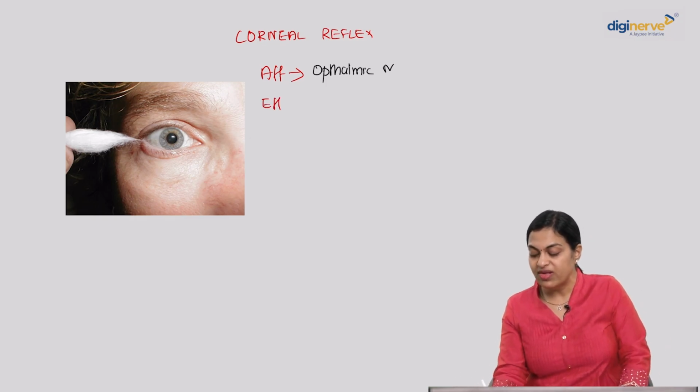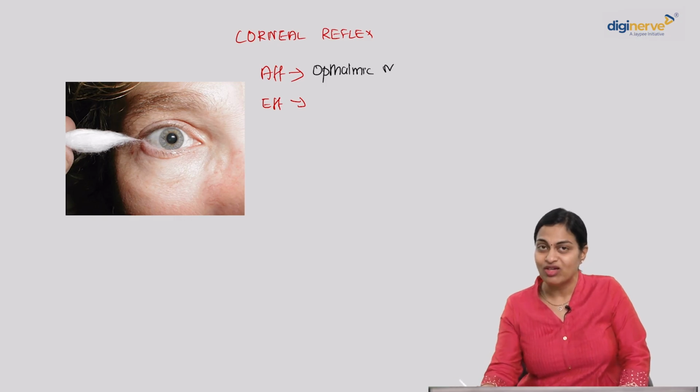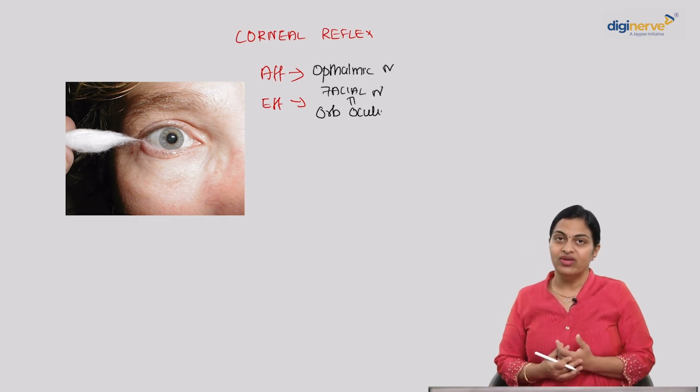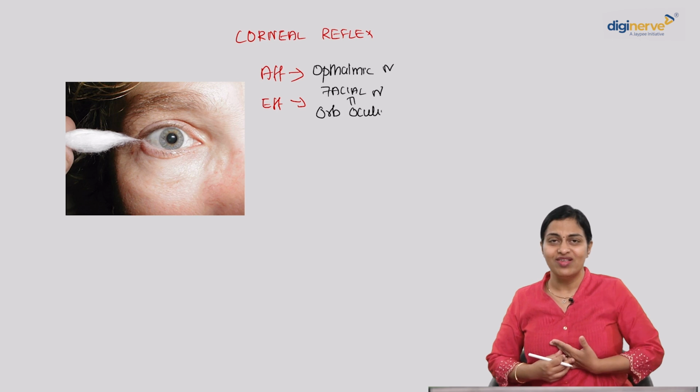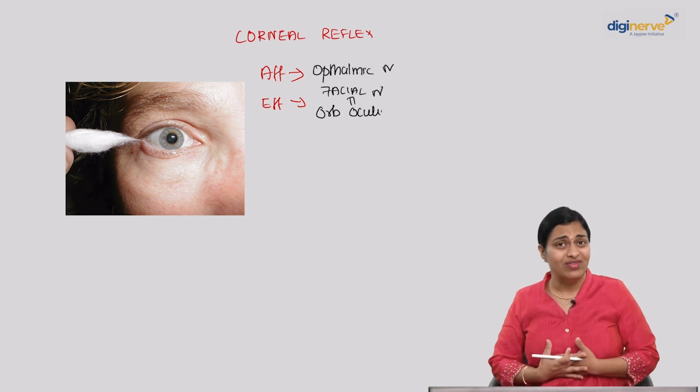Efferent, what is the muscle that closes the eyes? Quick closure of the eyes is due to contraction of orbicularis oculi, that is innervated by the 7th cranial nerve. So the afferent component is the 5th nerve. The efferent component is the 7th nerve. Injury to either the 5th or the 7th nerve, the corneal reflex is lost.